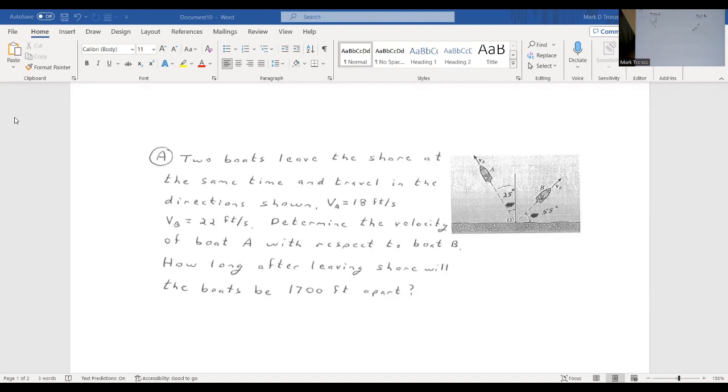Now, it looks like they're going at constant velocities, so we can assume there's no acceleration. The most important part of the problem, again, is to determine the velocity of boat A with respect to B. Then the second part, which isn't quite as important: how long after leaving the shore will the boats be 1,700 feet apart? So let's take a look at this problem.